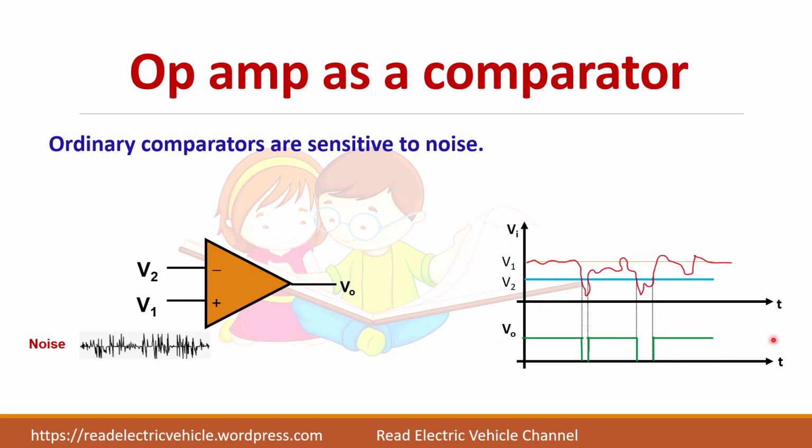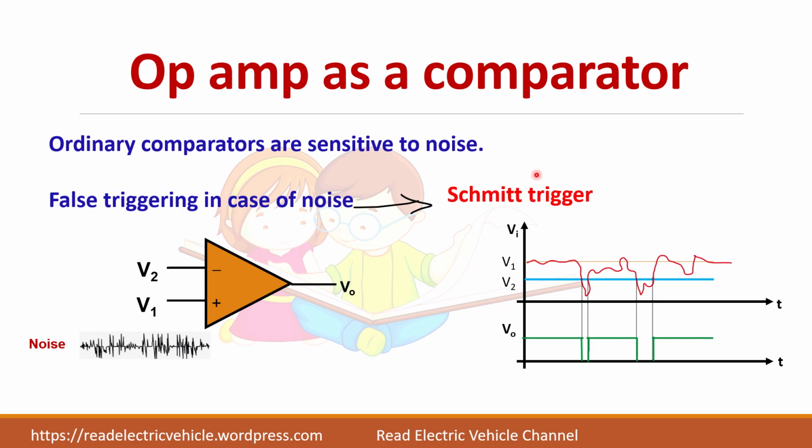So we can say that ordinary comparators are more sensitive to noise. Because of noise, we are getting these two switchings. This should be avoided, or we should avoid this type of false triggering. This can be avoided by using a Schmitt trigger. The Schmitt trigger is also a comparator which can eliminate this false triggering.